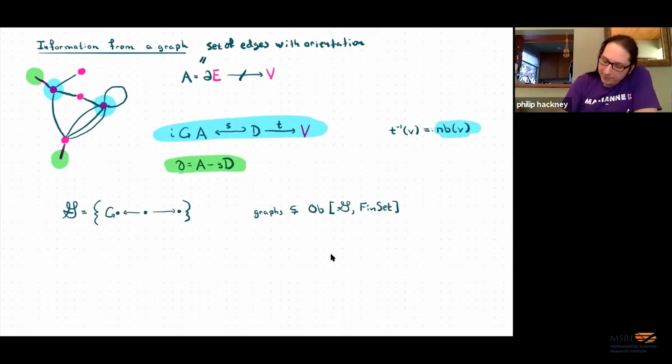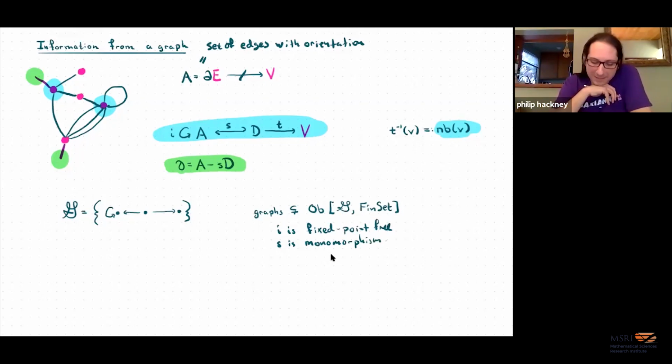Okay. So we could see a graph as some kind of functor from a category of the right shape. Maybe I is fixed point free, and S is a monomorphism. And that's useful sometimes to repackage the information this way. Let me give a couple examples of how you could see this.